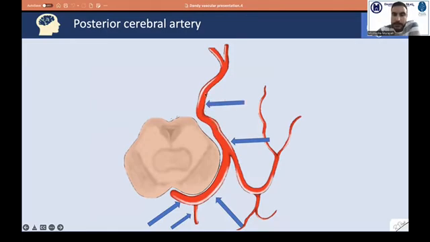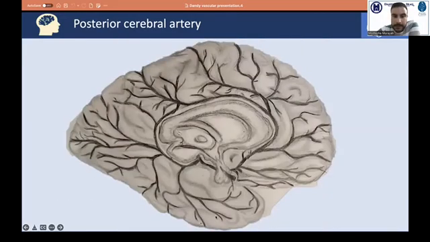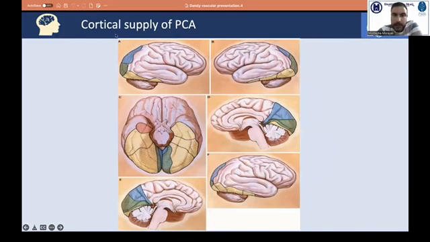This is the P3 in the quadrigeminal. And this is the P4, the cortical. One last time, this is the basilar tip, P1, PCOM, P2A, P2P, P3, and P4. This is the distribution of the PCA on the medial surface and posteriorly. And here are the cortical areas to be supplied by the PCA, medially, laterally, posteriorly.